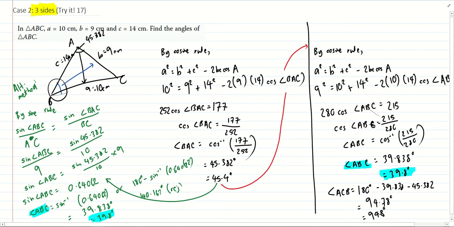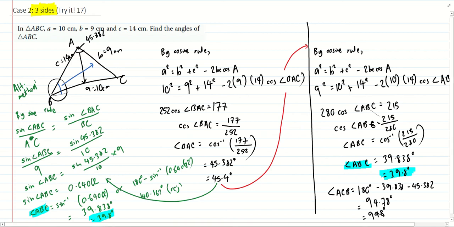So which one is better? Honestly speaking, there's no right or wrong method here. There's no one way that is better than the other. For my preference, I prefer to work with the sine rule. But for some people, because their algebraic manipulation is much better, they prefer to work with the cosine rule.